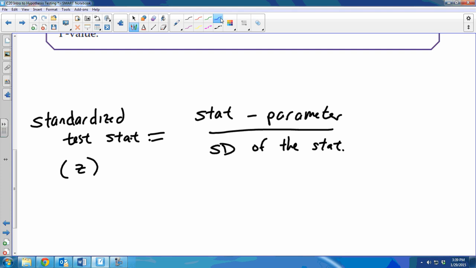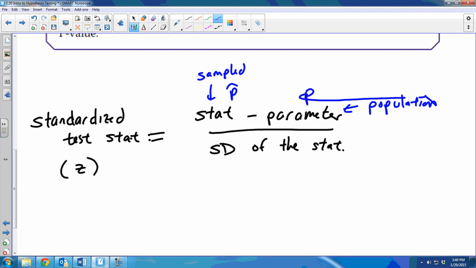Well, we're talking about proportions. A statistic is what you have sampled, right? A statistic is something you've sampled, so in this case, p hat. A parameter is something for the population, so in this case, that's p. And again, the standard deviation formula is on the AP sheet. Think through what those things mean.